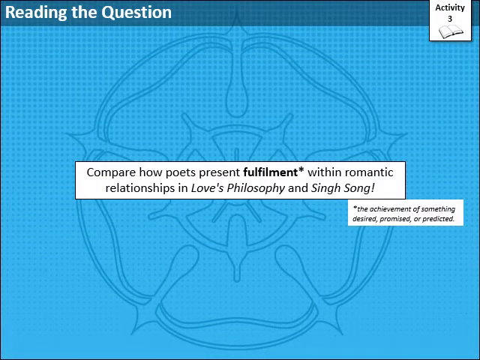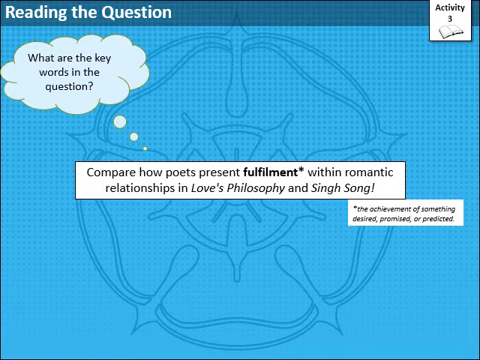Now we know what the examiner's looking for in an answer, we can start thinking about how to deliver it as soon as we read the question. For example, compare how poets present fulfilment within romantic relationships in Love's Philosophy and Sing Song.